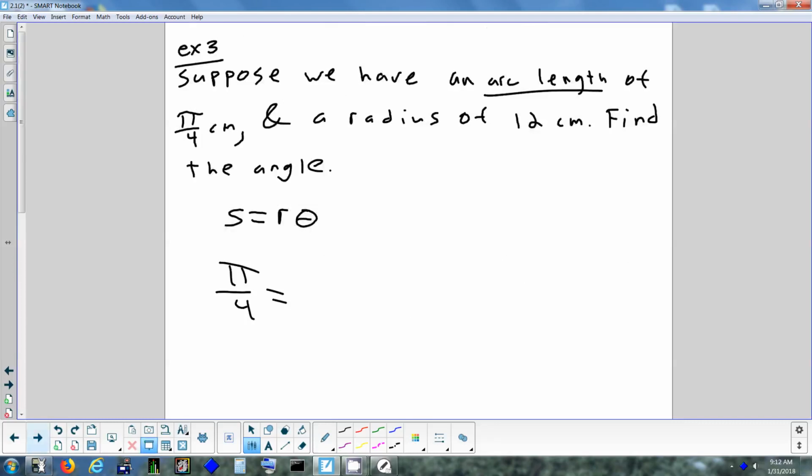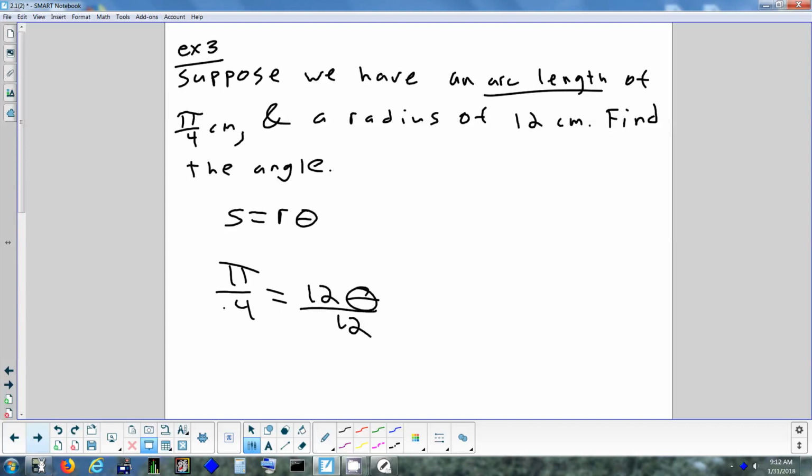Okay. The directions are to find the angle, so we can just leave theta. And the only thing left is to fill in for r. And the only number left is 12. Okay. So now we just have to get theta by itself. How would I move the 12 to the other side to get theta by itself? Divide by 12. Yeah, divide by 12.